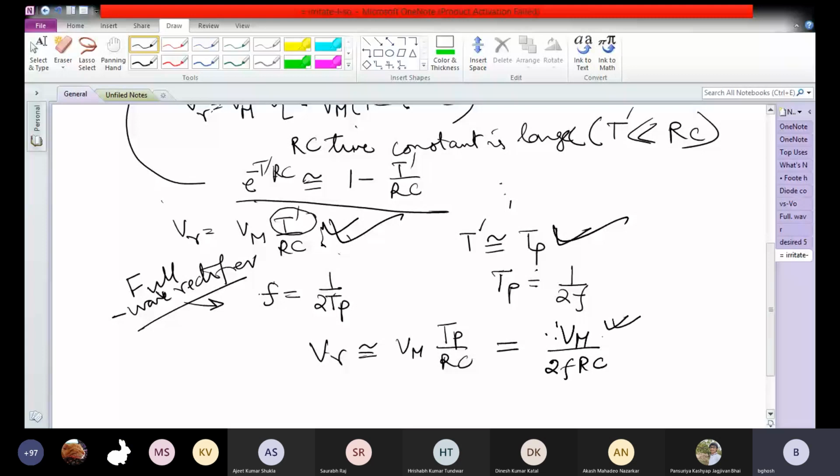So VR is Vm by twice f RC. So you see, this gives the relationship to find out the value of the required capacitance C once you are given the value of the ripple voltage. If I'm given the ripple voltage, using this relationship, I can compute the value of C. Okay, let's stop here.